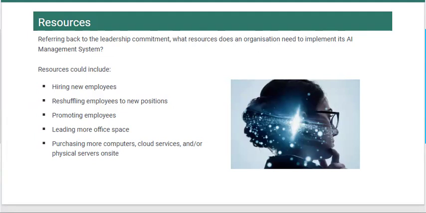Competence and communication. Competence. Referring back to the leadership commitment, is leadership assessing whether the right people are in the right roles based on their qualifications and experience? What will become important in an ISO audit is whether it can be proven that each person in their position is qualified based on their documented experience and education.